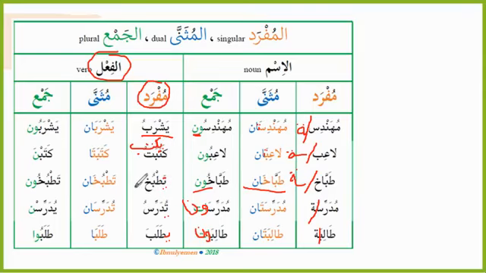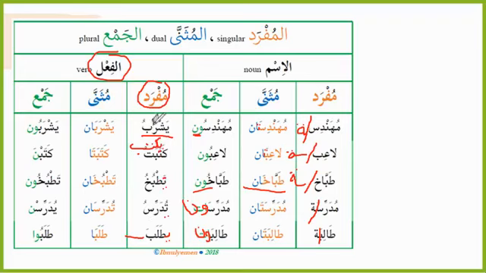يطبخ طارق الطعام. طارق is cooking the food. يدرس طارق الدرس. طارق is studying the lesson. يطلب طارق الرزق. طارق is seeking his rizq, the rizq that he needs.